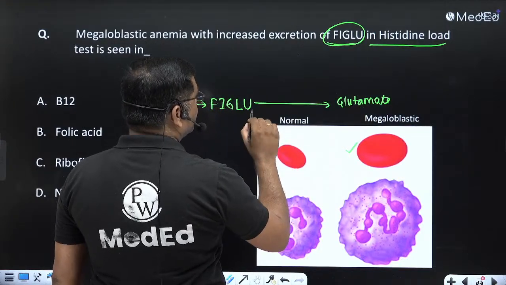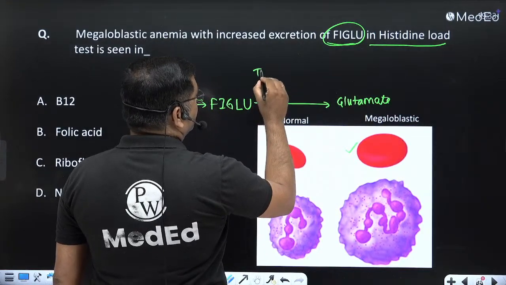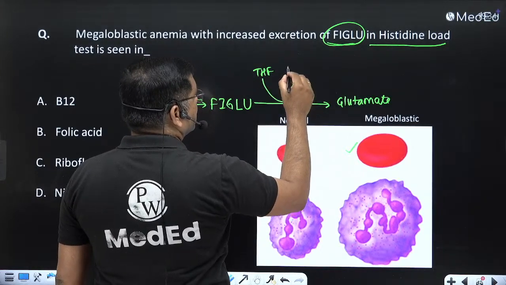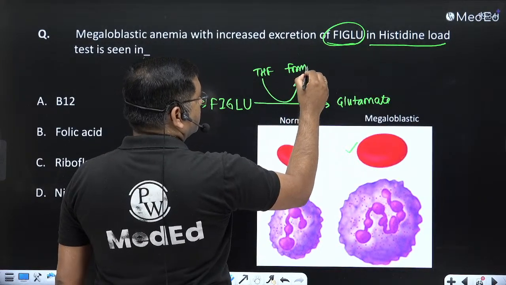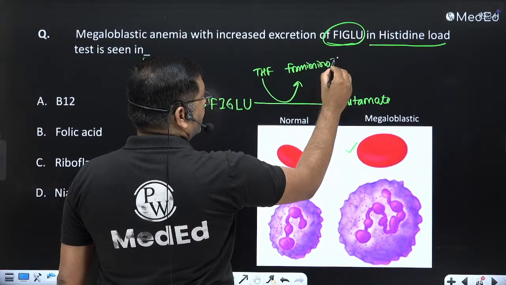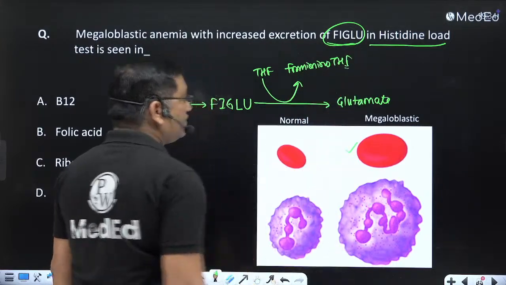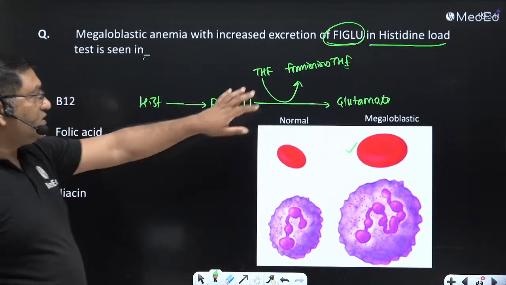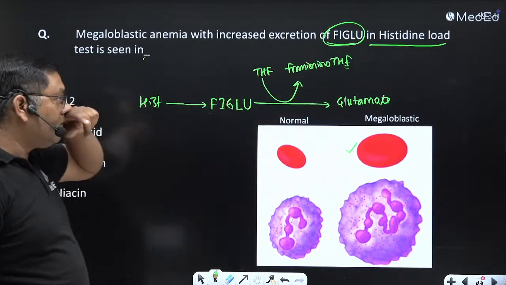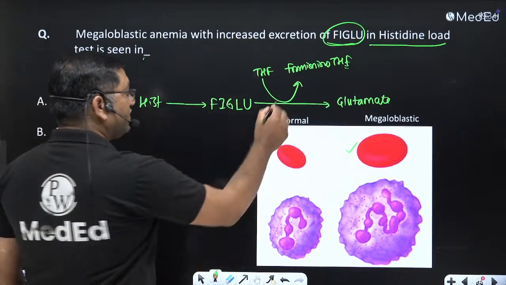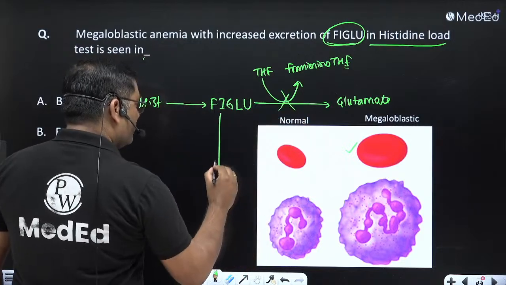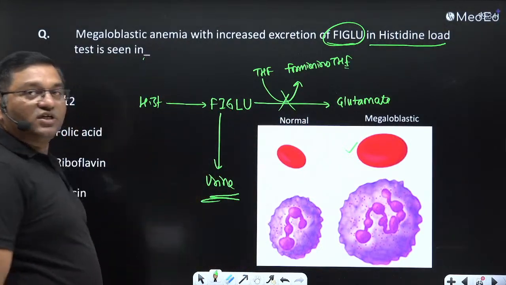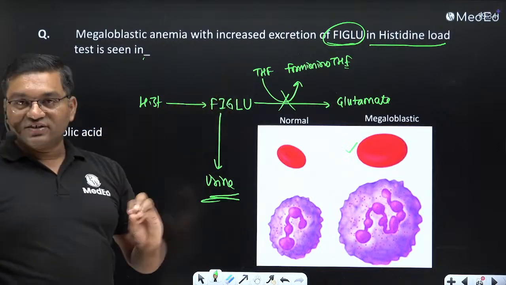So in this reaction, tetrahydrofolate, meaning folic acid, is converted into tetrahydrofolate. Now when there is THF deficiency, when there is folic acid deficiency, when this reaction is blocked, this FIGLU is excreted in the urine. So FIGLU excretion in urine indicates folic acid deficiency.